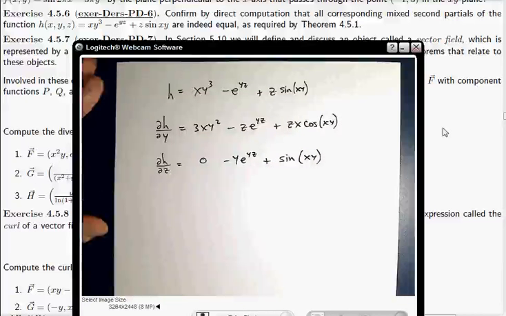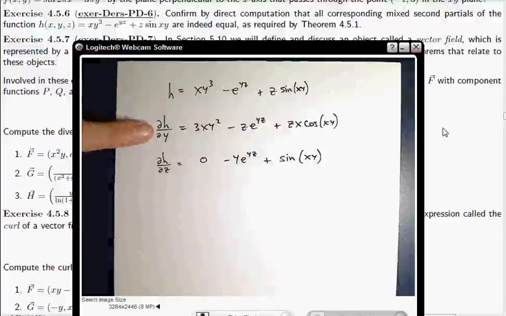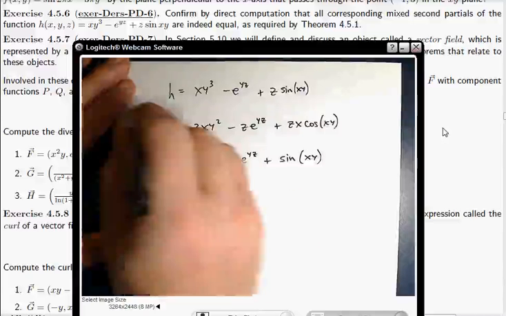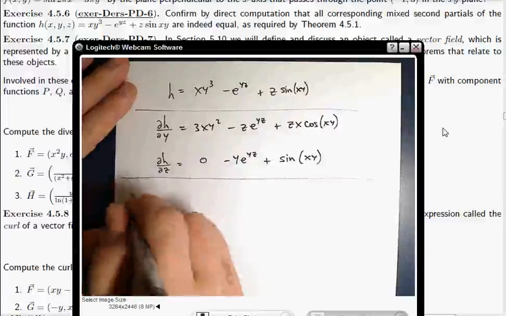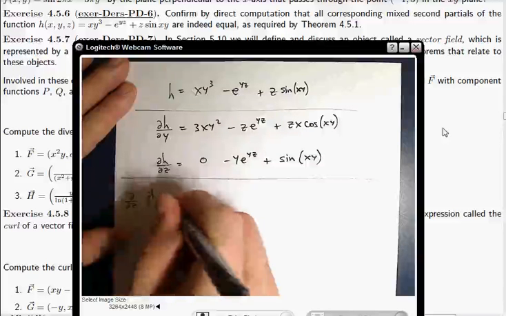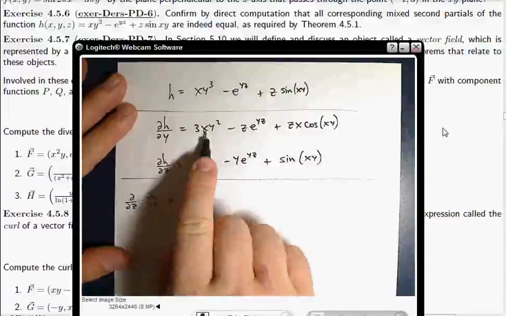Now we've got to take the mixed partials. So I'm going to take the z partial of this, and the y partial of that, and let's just see what happens. All right, I'm going to take the z partial of the partial of h with respect to y. The z partial of the first term is 0.